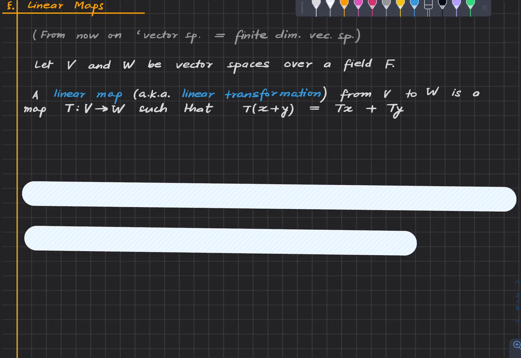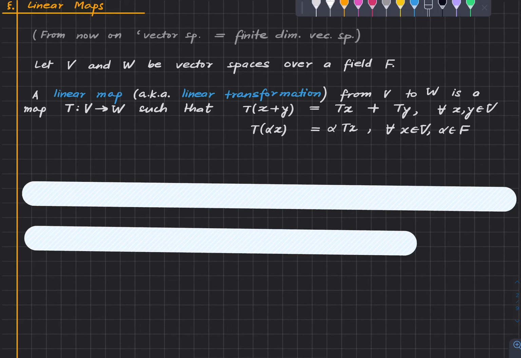So when I write Tx, I mean T of x. Okay, let me write T of x plus T of y. It looks very ugly, so I will write Tx plus Ty for all x and y in the domain. And T of alpha x is alpha Tx for all x in the domain and alpha in the base field.